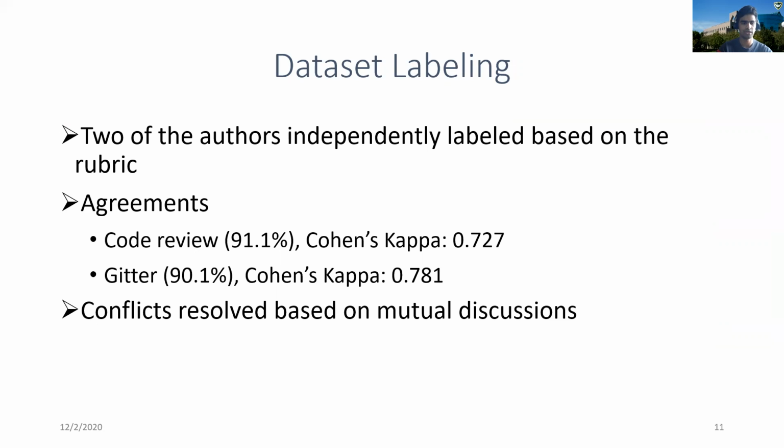which is good for code review and Gitter, more than 90%. And the kappa score is also substantial for both datasets. And the conflicts were resolved through mutual discussions.